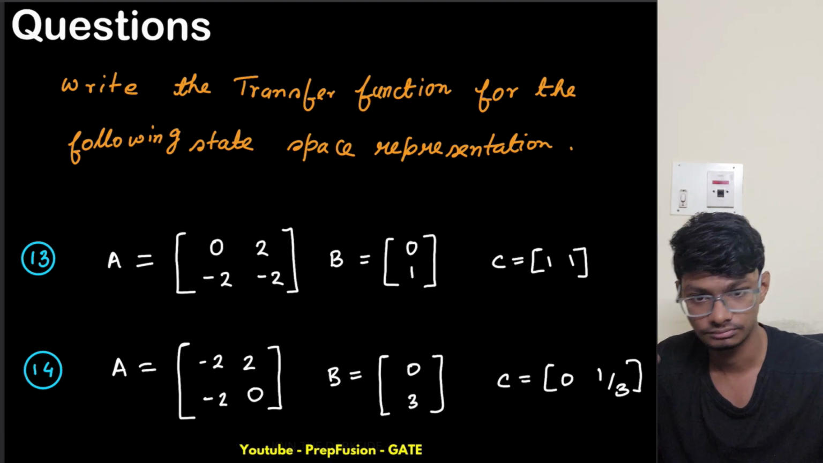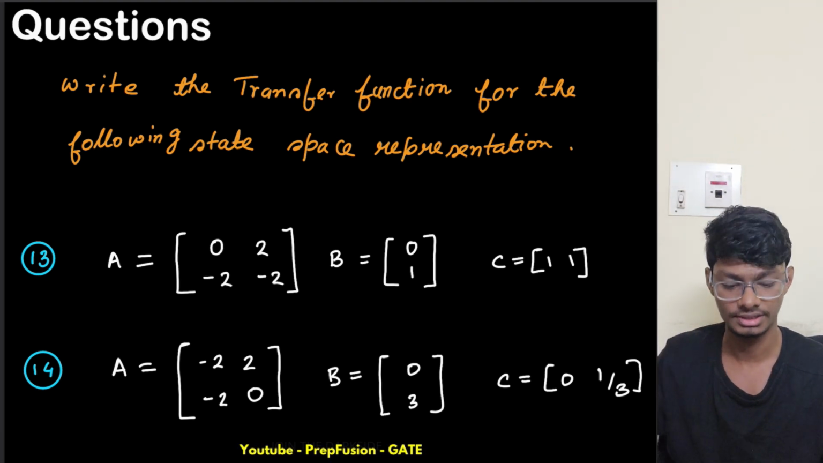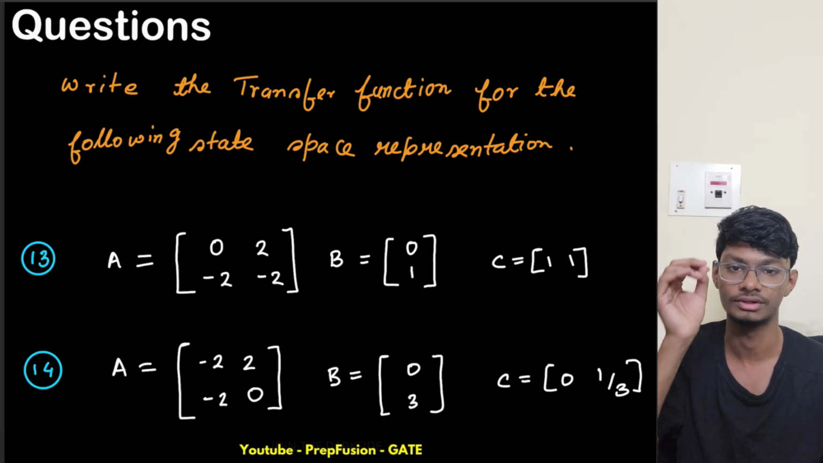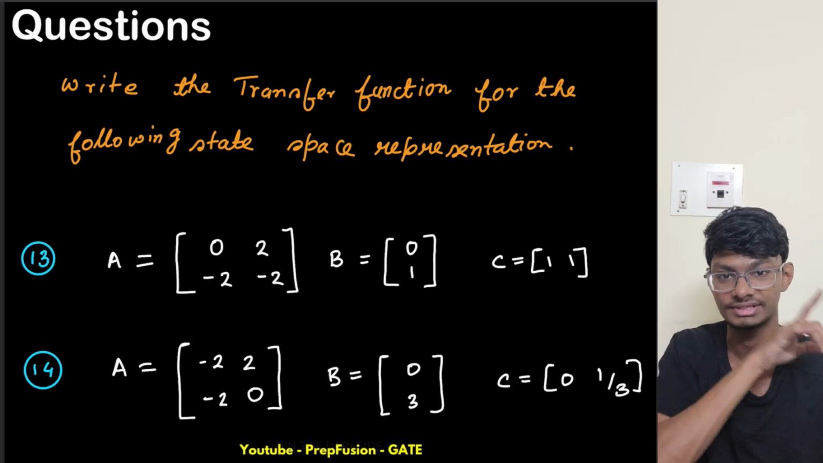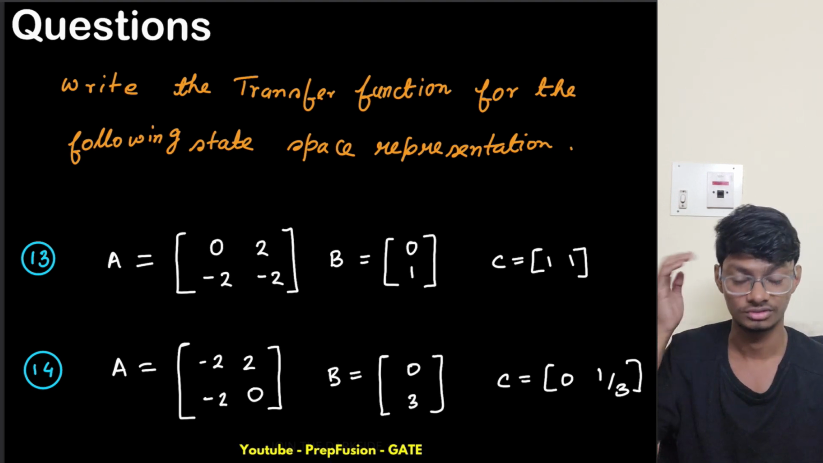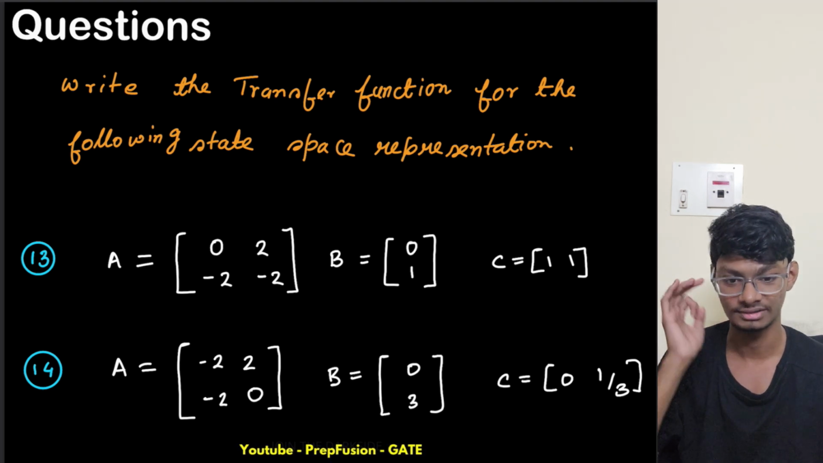So it's easy, right? Just put the values in. D hasn't been given, so you will assume D as 0. So what is the formula for the transfer function? It is C into (sI minus A) inverse times B, right? So this thing should be constant in your head. You can't get this out of your head.